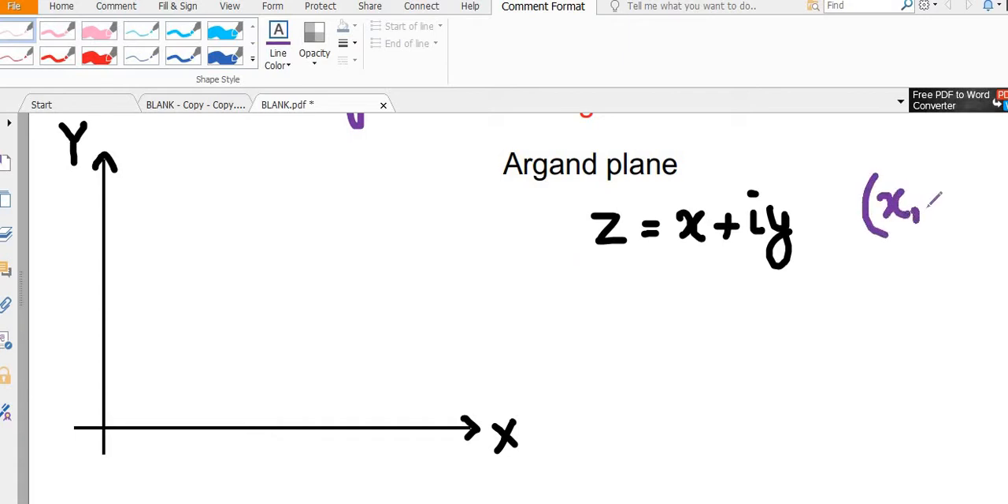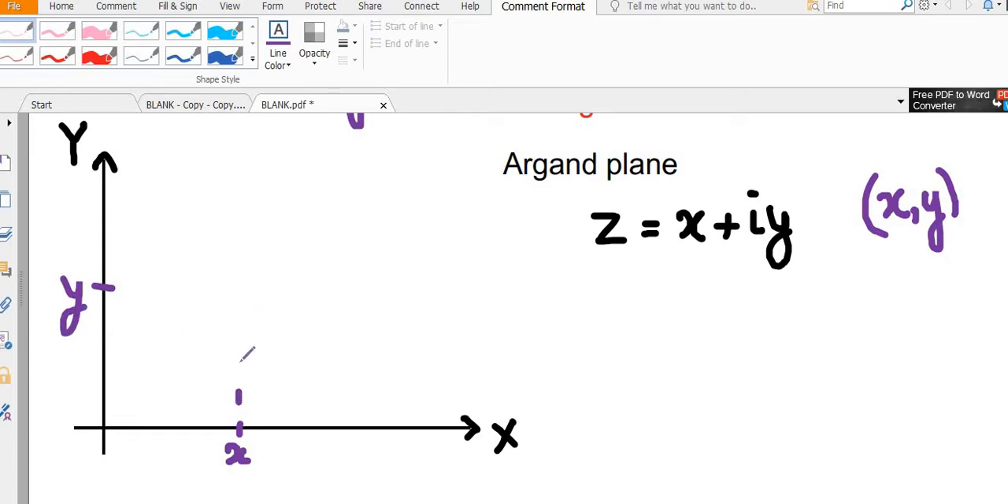So I have to represent this complex number as a point x comma y. Now how do I do that? Simple. I take the distance x. So let's say this is x on the horizontal axis, on the x-axis, and let's say this is y. So this is y on the vertical axis.